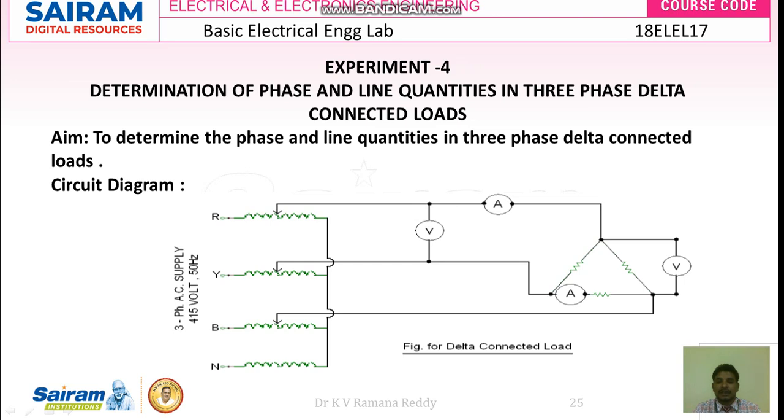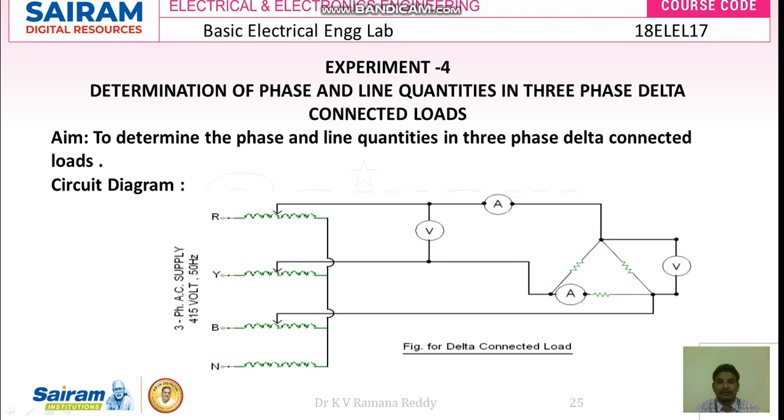In case of delta connection, dissimilar ends have to be connected to form the delta connected loop, and this voltmeter is nothing but the phase voltage measurement voltmeter which is connected across the R1 and R2 terminals, and this is the line voltage measurement voltmeter which is connected across the two lines like R and Y line.